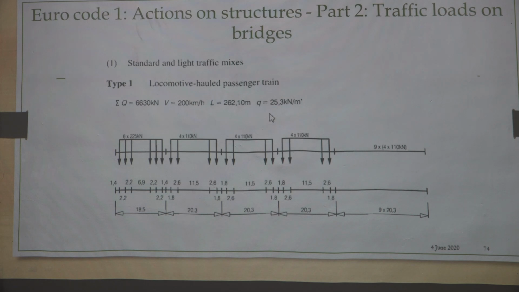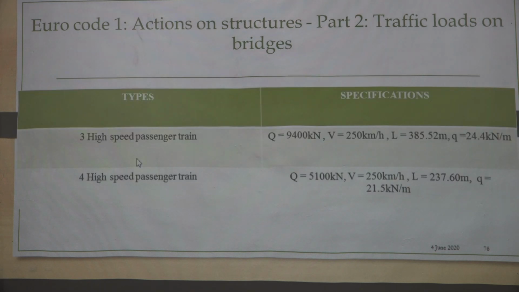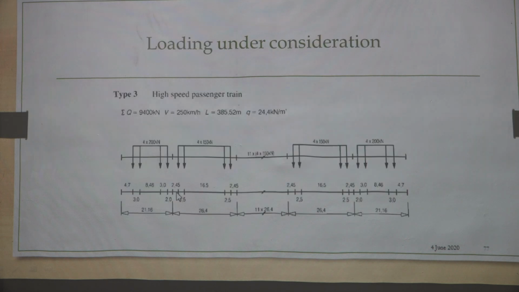So, this is the loading protocol for type 1, and this is the loading protocol for type 2. Obviously, there will be a change in the total weight of the train as well as the length, therefore the q will be different. Okay. So, this is the type 3 train, type 4 train. We will consider type 3, the high speed passenger train, in our analysis. As per the inquiry from the railway, 250 kilometer per hour is the speed they are expecting the bridge can sustain.